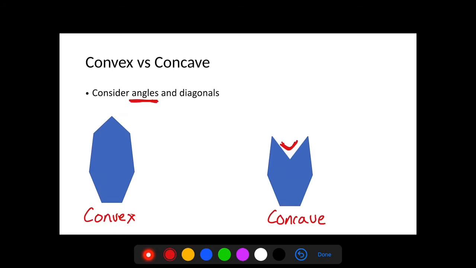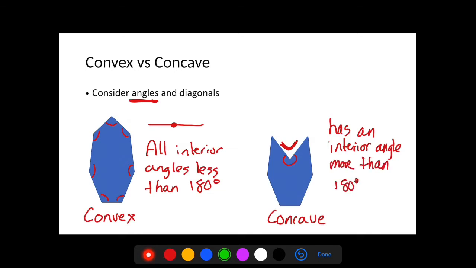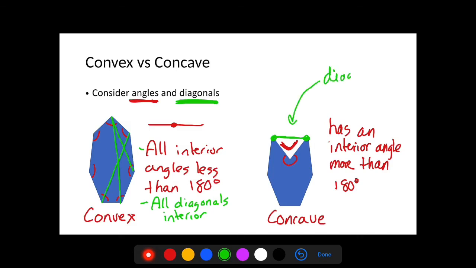The interior angles on a convex polygon are all less than 180 degrees. Recall that a 180-degree angle is a straight angle. It's a straight line right there. So all of these angles are less than 180 degrees. On a concave polygon, you can see that here the interior angle is more than 180 degrees. When we consider diagonals, all of the diagonals on a convex polygon fall on the interior of the polygon. On a concave polygon, we can have a diagonal that's on the exterior.